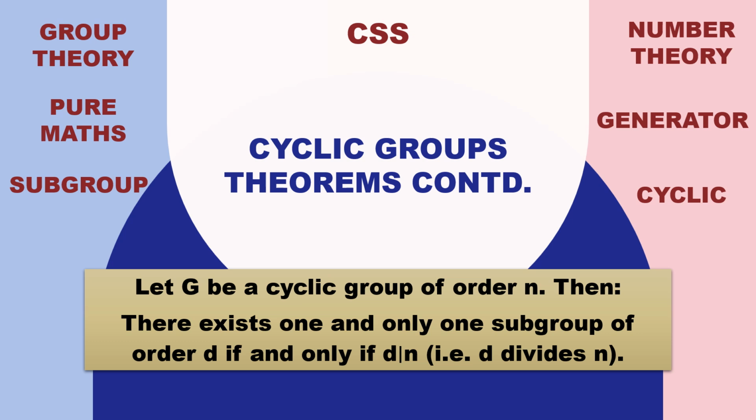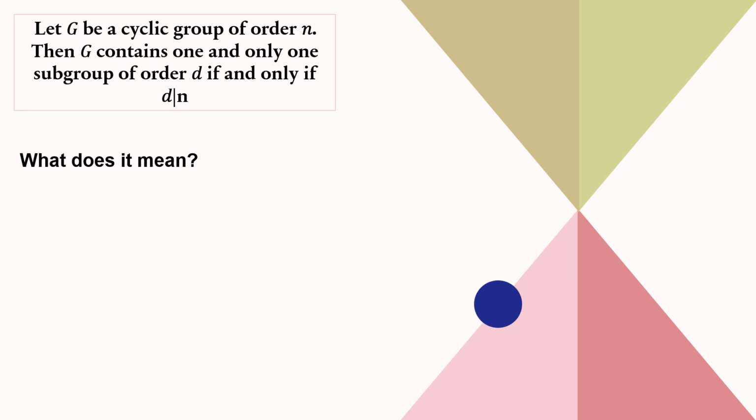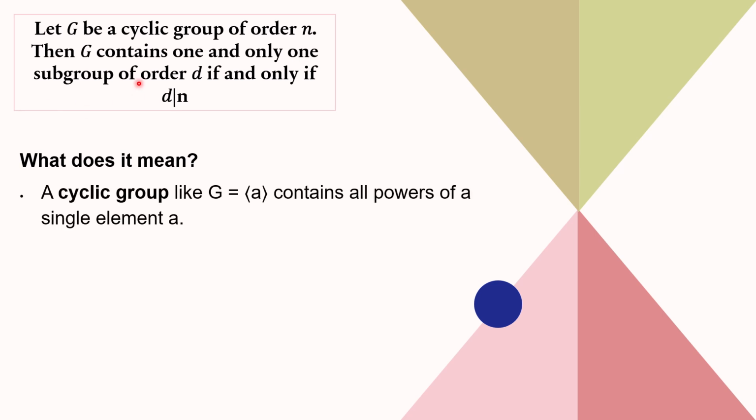Okay. So first, we try to understand each and every part of this theorem so that it does not become complicated. So let's continue. What does it mean? We're going to take each and every term from the theorem. A cyclic group G generated by A contains all powers of a single element A. This is a basic definition of what a cyclic group is. Let G be a cyclic group of order n.